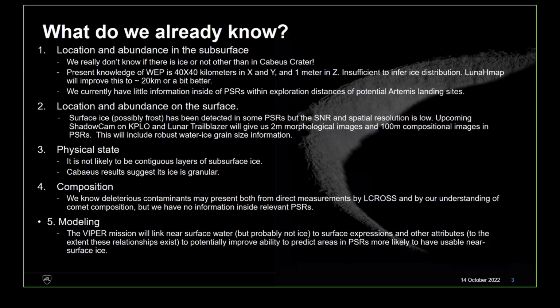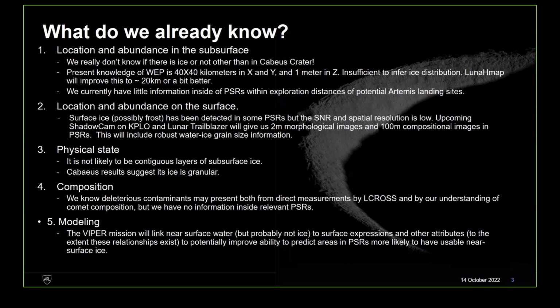Physical state, we do know this from radar, that it's not likely contiguous layers. We don't see that radar reflection. There are some scattering areas in the bottom of some craters. They don't necessarily correspond to high thermal neutron areas, so it's not certain what they mean, but we do know there are not huge sheets of water ice in the upper meter at least, okay? And Cabeus results do suggest our model to be granular. We also know from Cabeus there are a lot of contaminants in there.